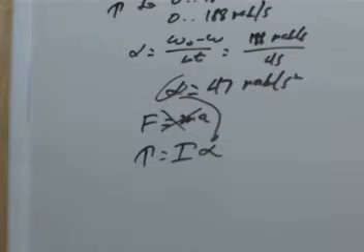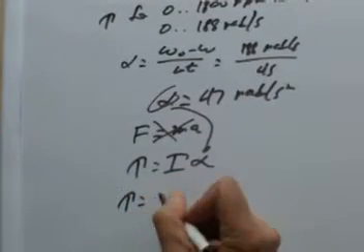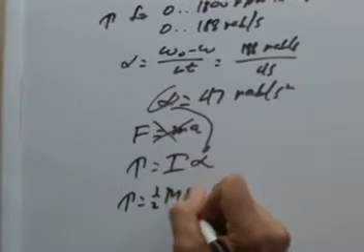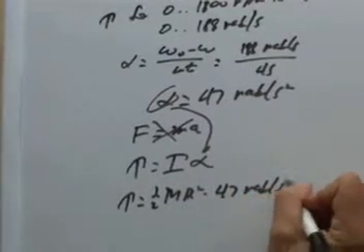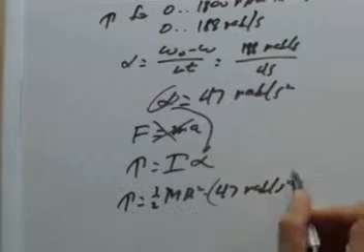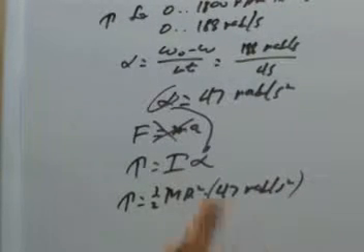So we're pretty well suited to wrap this problem up. We can just say that the torque is 1/2 mr squared times the 47 radians per second squared, which is the angular acceleration. So tau is I times alpha. You can put all the numbers in with your calculator, and that'll make the problem work out.